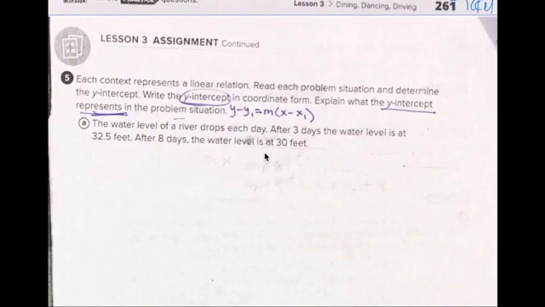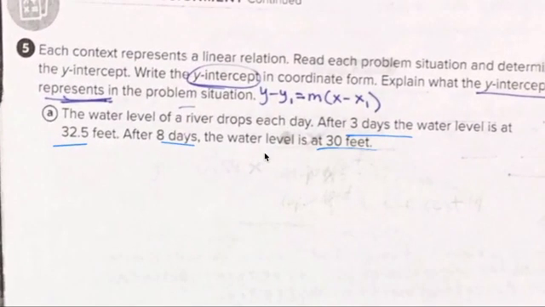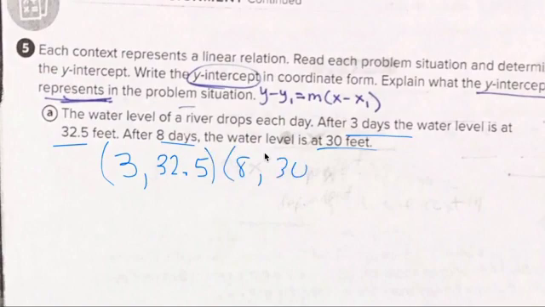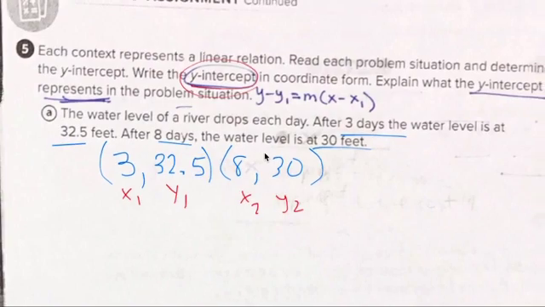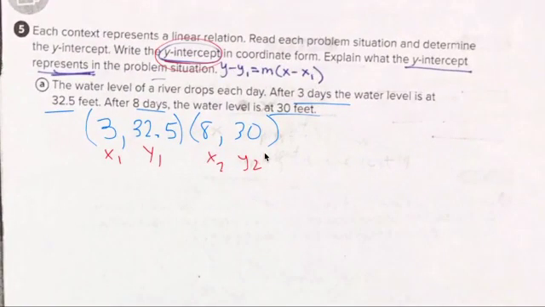The water level of a river dropped each day. After 3 days, the water level is this much, 8 days, this much. Okay. So 3 days is 32.5. 8 days is 30. So it's going down, right? So it's a negative. Slow though. X sub 1, Y sub 1. X sub 2, Y sub 2. Okay, because they want the y-intercept, you use the slope formula, and then you need to use the point slope formula. Okay.